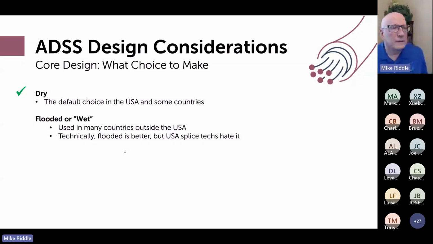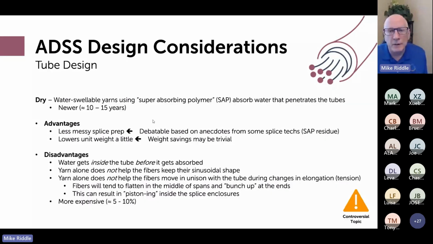The tube designs, you have the same problem. What do you fill the tubes with? Because of the concern about what if a tube gets breached and water gets inside? Well, you have the same solution. You can either flood the core or you can use water absorbing yarns. Super absorbing powder is also sometimes used, but that's considered an older technology. These days, you typically see either the traditional flooded core or the water soluble yarns being used. That's a newer design concept, but it's still been around 10 to 15 years, so it has a significant proven track record.